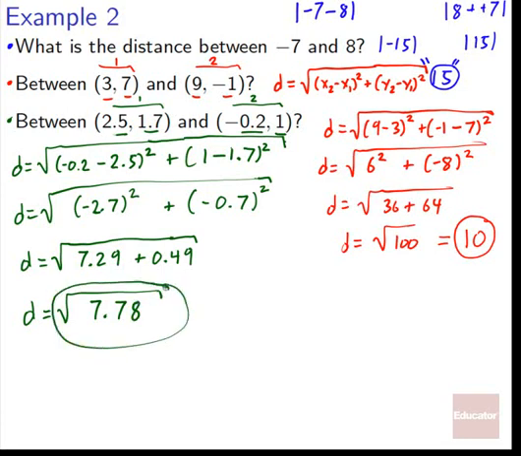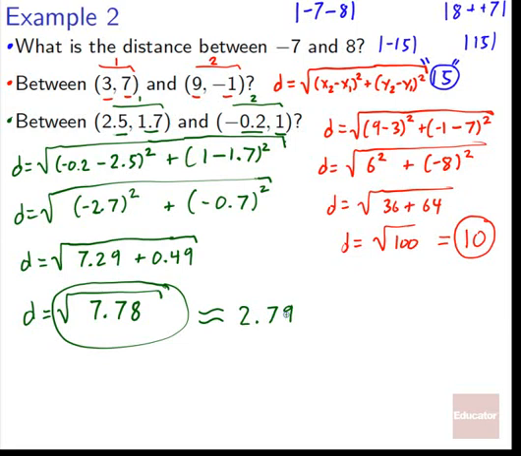Of course, square root of 7.78, kind of hard to actually use if we had to measure something and cut something. If we were making, say, a bookshelf, who knows? So we could approximate this. We could take the square root of 7.78 with our calculator, and that would be approximately equal to 2.79.